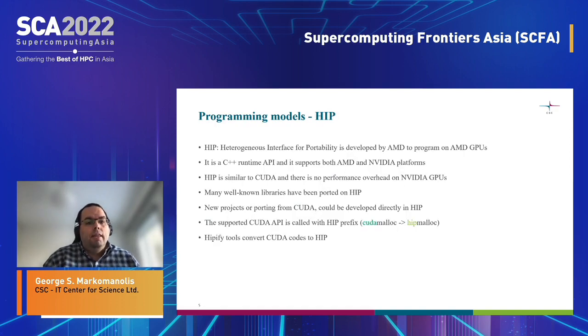Now, the programming models. We have HIP. HIP is the Heterogeneous Interface for Portability. It's developed by AMD. It's a C++ runtime API and supports both AMD and NVIDIA platforms. HIP is similar to CUDA, and there's no performance overhead. Many well-known libraries have been ported to HIP. And if you know CUDA, you know HIP. For example, CUDA malloc is like HIP malloc, etc. And there are HIPify tools that convert CUDA code to HIP, and it's quite efficient.